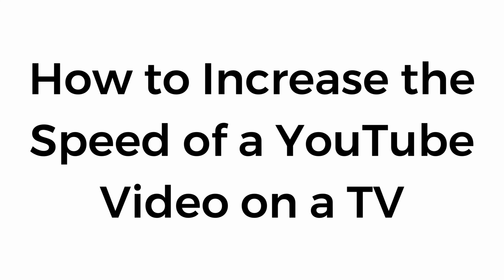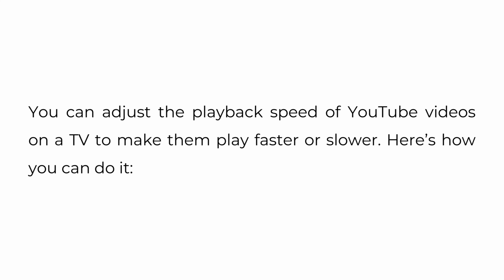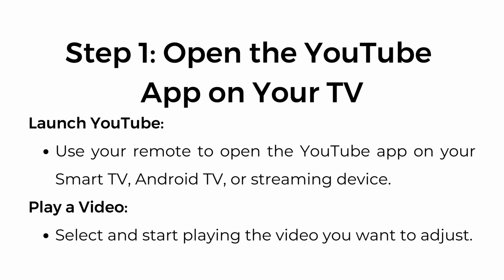How to increase the speed of a YouTube video on a TV. You can adjust the playback speed of YouTube videos on a TV to make them play faster or slower. Here's how you can do it. Step 1. Open the YouTube app on your TV. Launch YouTube. Use your remote to open the YouTube app on your smart TV, Android TV, or streaming device.